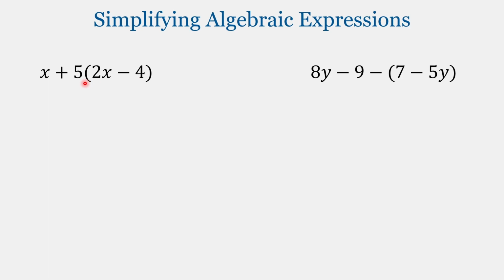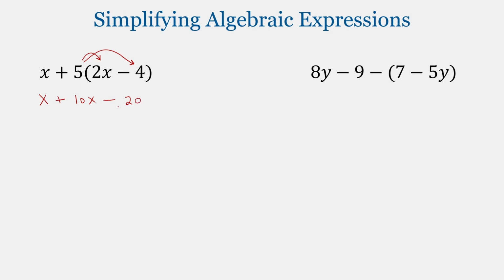So our first step here would be to multiply 5 times the quantity 2x minus 4. We'll use the distributive property. Multiply 5 times 2x, and then 5 times 4. So we have x plus 5 times 2x is 10x. I will bring down this subtraction sign, but you can also do this as plus a negative 4. And then 5 times 4 is 20.